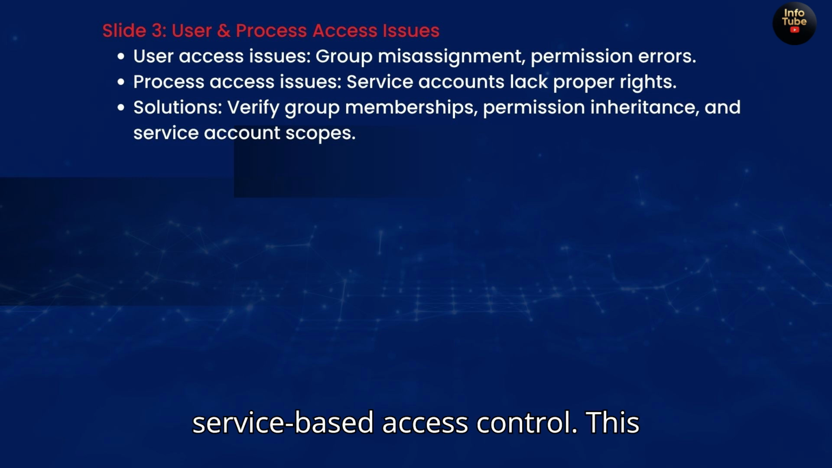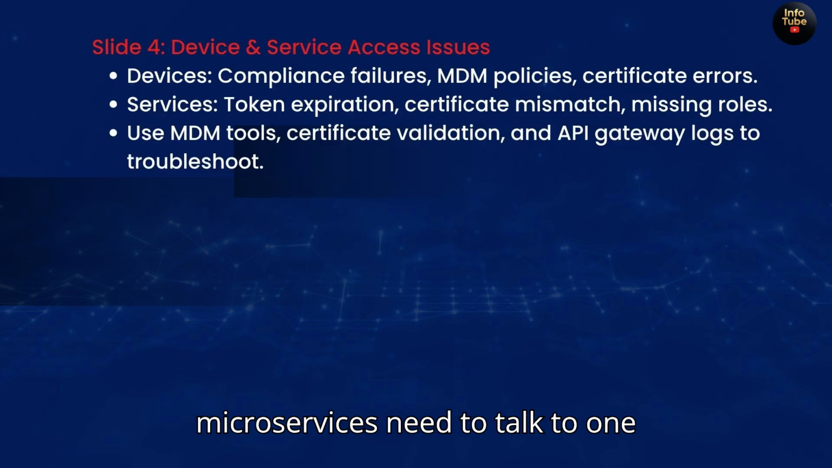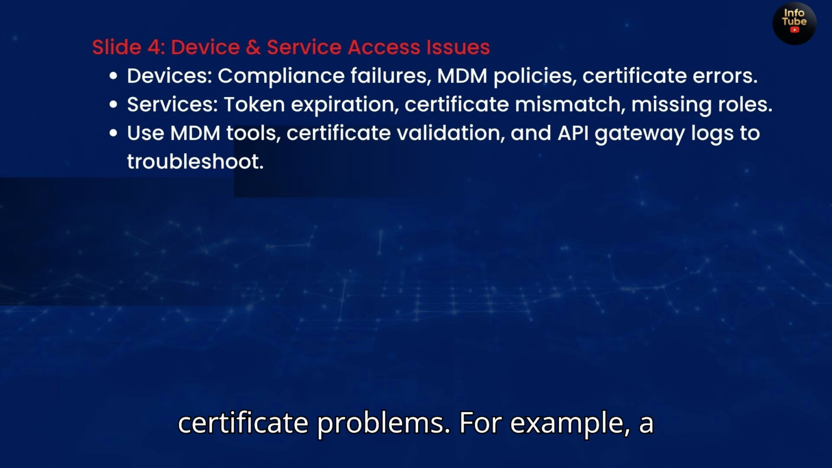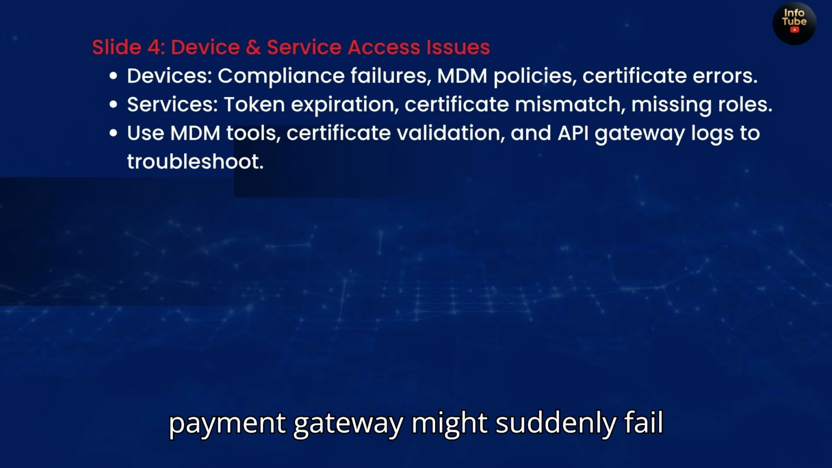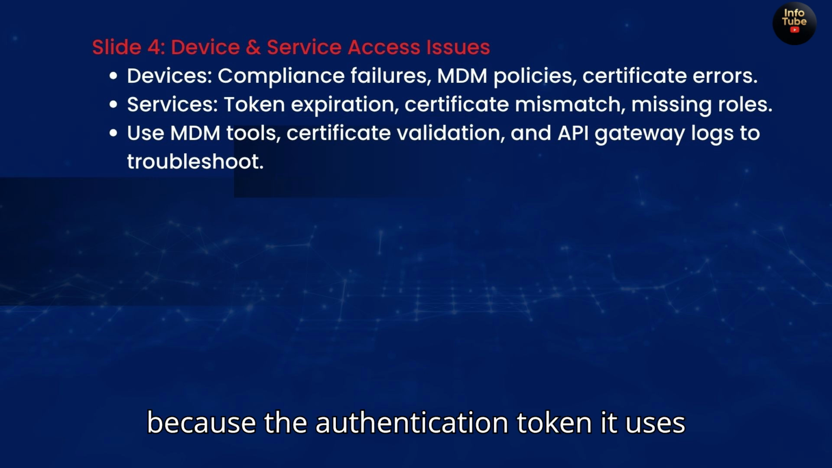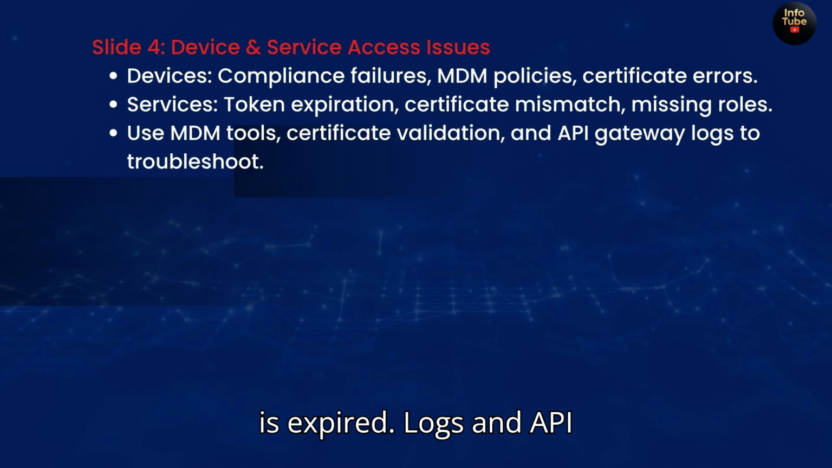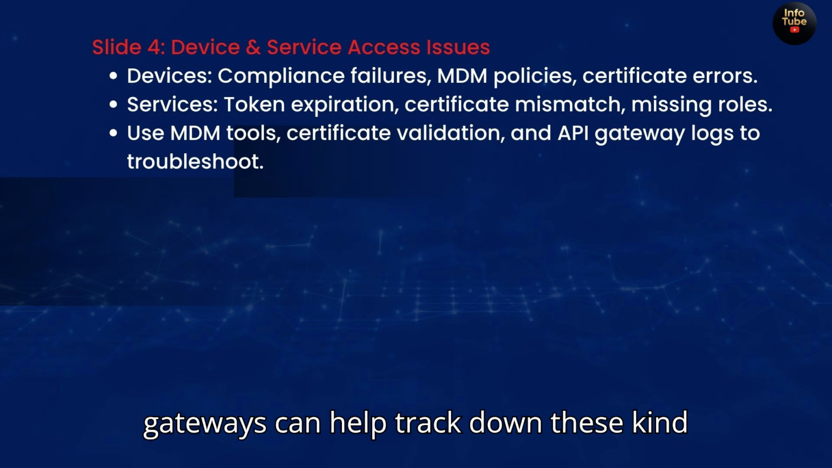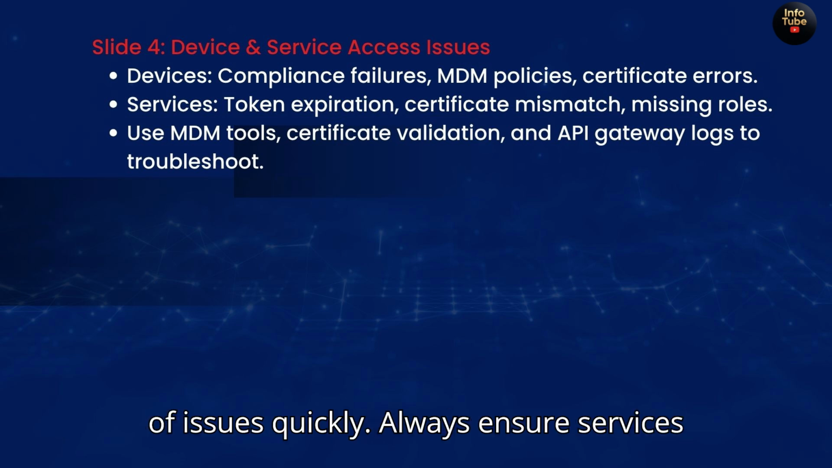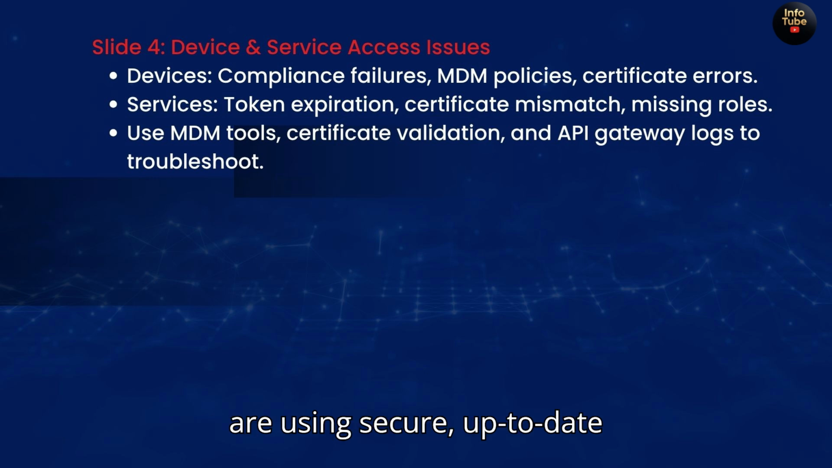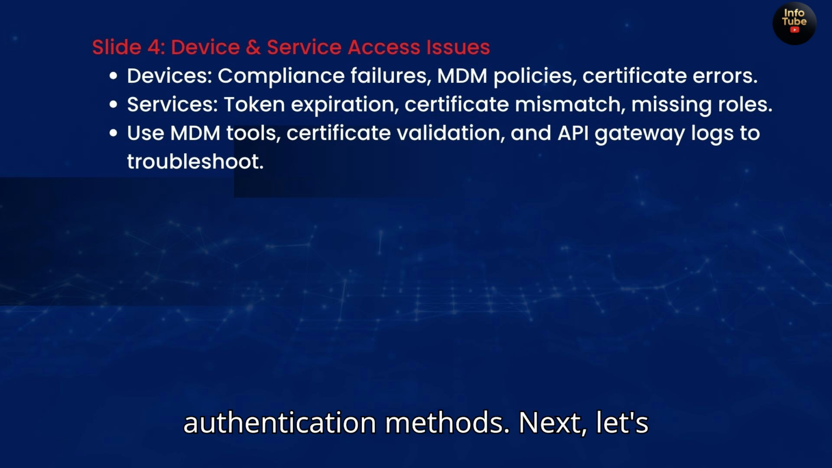Now, let's look at service-based access control. This applies when services like APIs or microservices need to talk to one another. Issues often arise due to expired tokens, missing roles, or certificate problems. For example, a payment gateway might suddenly fail because the authentication token it uses is expired. Logs and API gateways can help track down these kinds of issues quickly. Always ensure services are using secure, up-to-date authentication methods.